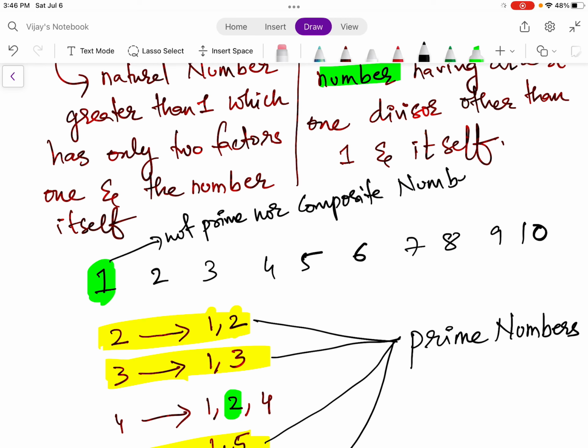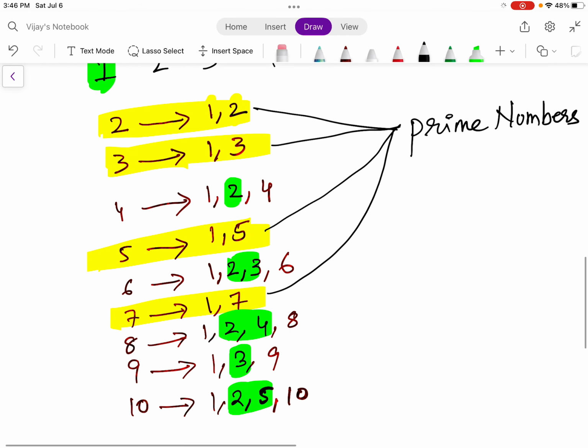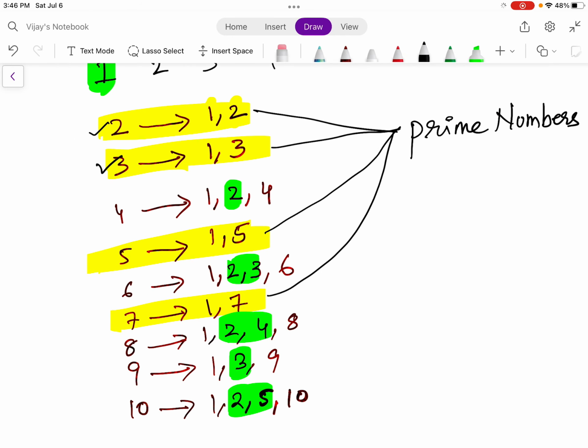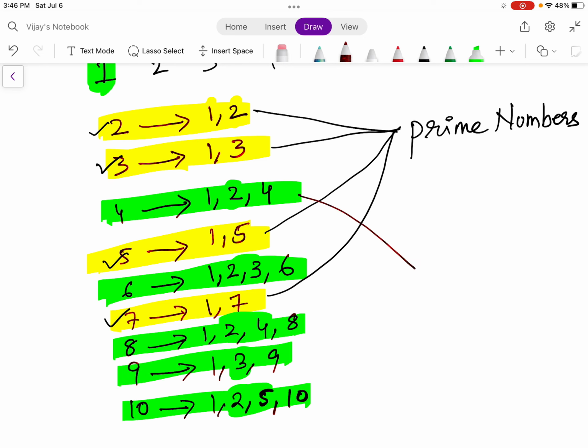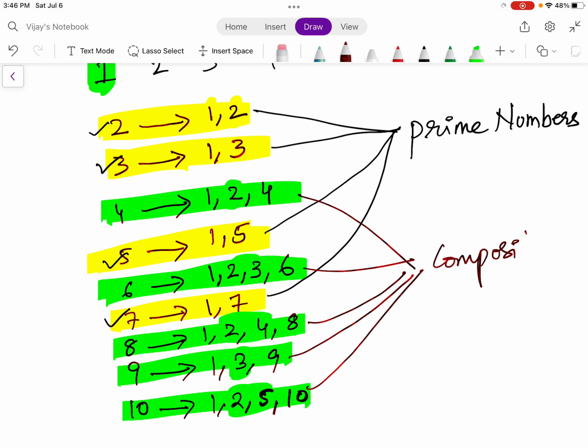In the remaining 9 numbers, we have 2, 3, 5, 7 as prime numbers, and 4, 6, 8, 9, 10 as composite numbers. Let me highlight them. These numbers 4, 6, 8, 9, 10 are called composite numbers.